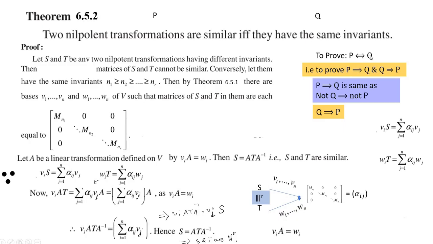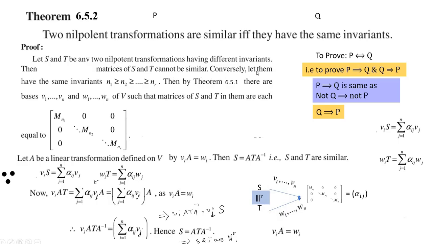So first, to prove P implies Q, we use the concept of the contrapositive statement. So P implies Q is the same as not Q implies not P. So not Q means suppose they have different invariants. Let S and T be any two nilpotent transformations having different invariants. Then by the above remark, matrices of S and T cannot be similar.